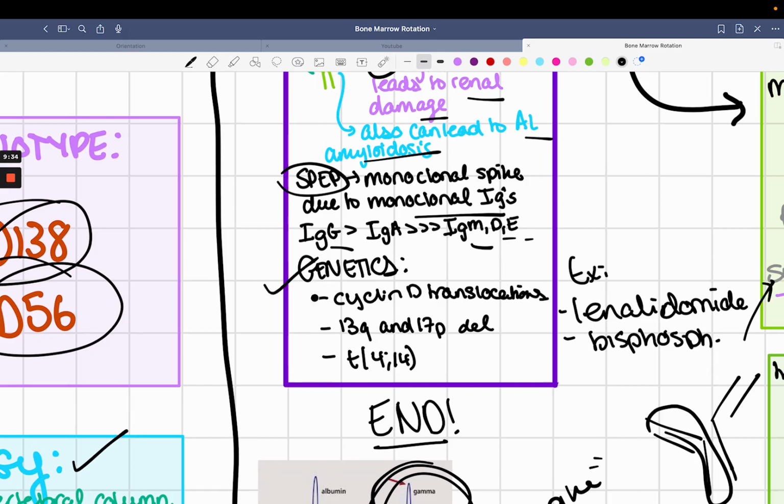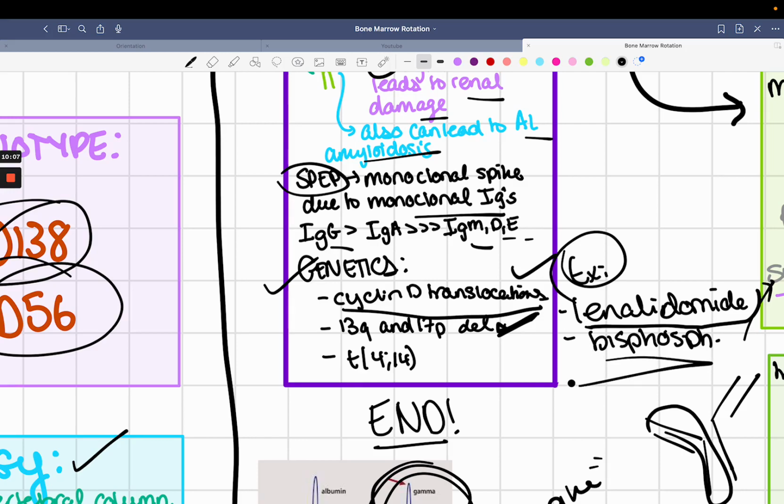And when you think about the genetics, remember that these are associated with cyclin D translocations, as well as 13q and 17p deletions, and translocation of 4 and 14, but do remember that this is associated with a poorer prognosis than the cyclin D translocations. And then lastly, there are treatment options available. One treatment option is lenalidomide. I don't know if I'm pronouncing that correctly. Sorry, I'm not an oncologist. Anyway, that is the treatment, as well as bisphosphonates, of course.